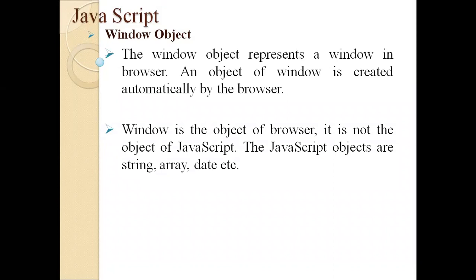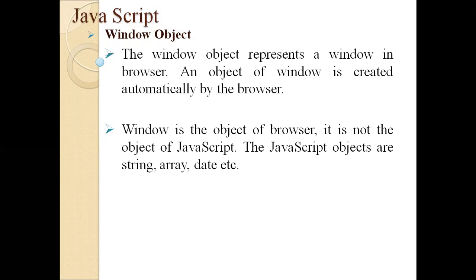Before going to see that, there is one more point here. Window is the object of the browser. Keep the point in your mind. As we said earlier, the window object is a predefined object in JavaScript. Actually, when we go in depth, window is the object of a browser. It is not an object of JavaScript, right? It is an object of a browser. It is not an object of JavaScript. And the JavaScript objects are strings, arrays, date, etc.